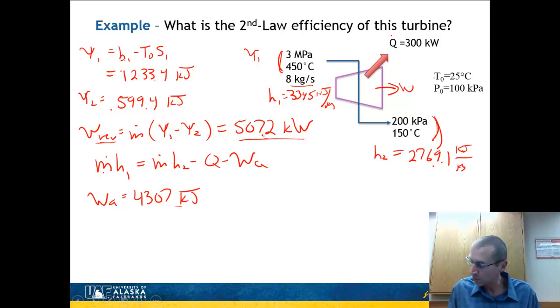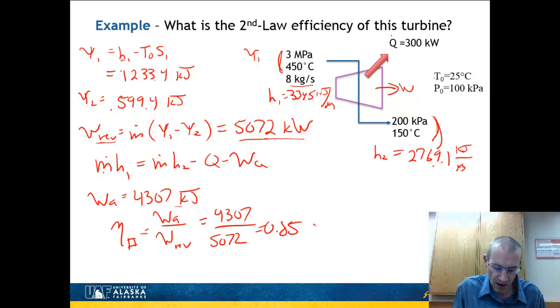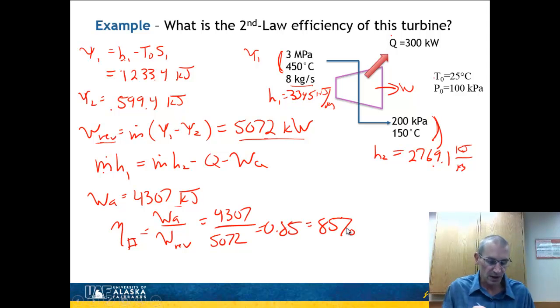Here's the total amount of work I could have gotten in the system, the reversible work. So let's calculate a second law efficiency. That's going to be the actual work I get over the reversible work that I could have gotten, 4307 over 5072, and that's equal to 0.85 or 85%. What that tells me is that this turbine is operating 85% efficiently. I could get another 15% out if it wasn't irreversible.